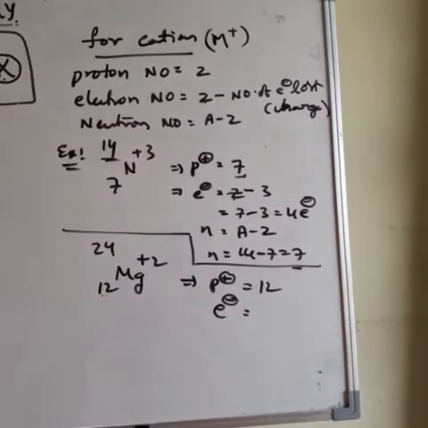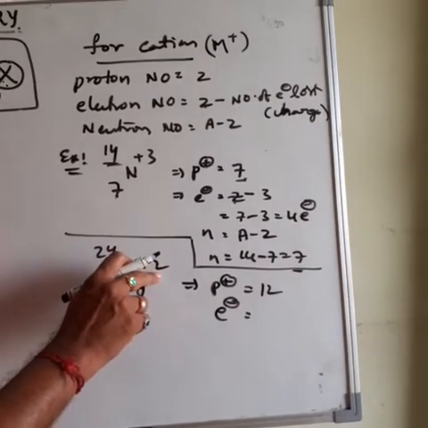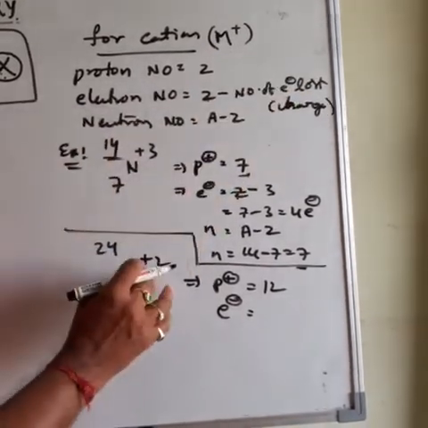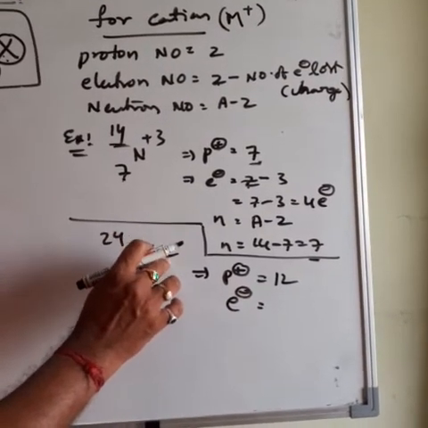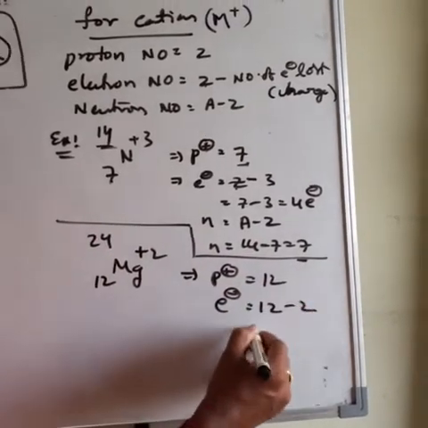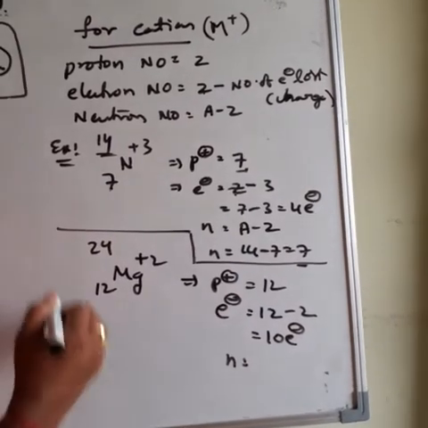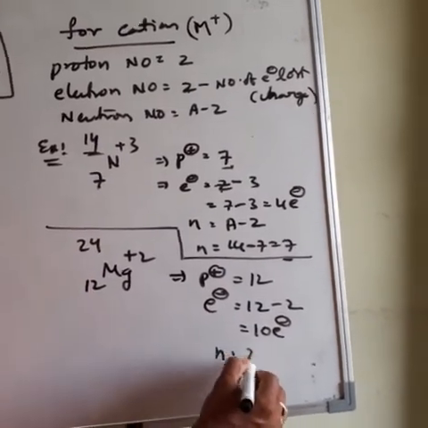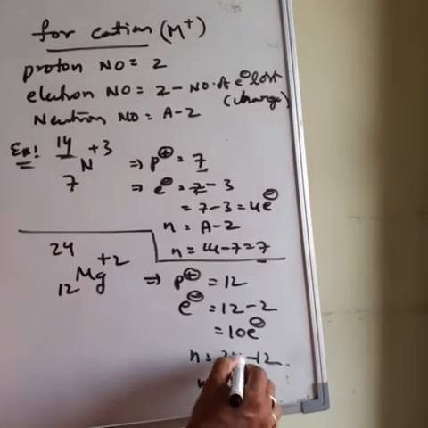How to find the electron number? Atomic number minus the charge. The plus sign indicates the loss of electrons. Plus 2 means 2 electrons lost. So 12 minus 2 means 10 electrons are there. The neutron number is A minus Z, 24 minus 12, so 12 neutrons.